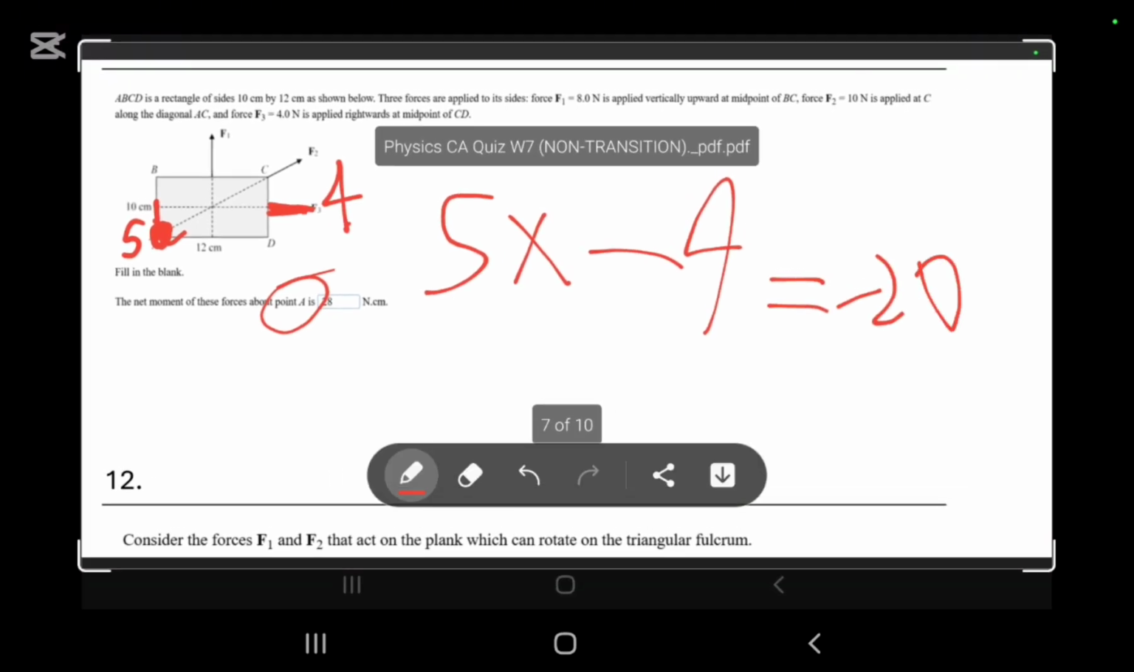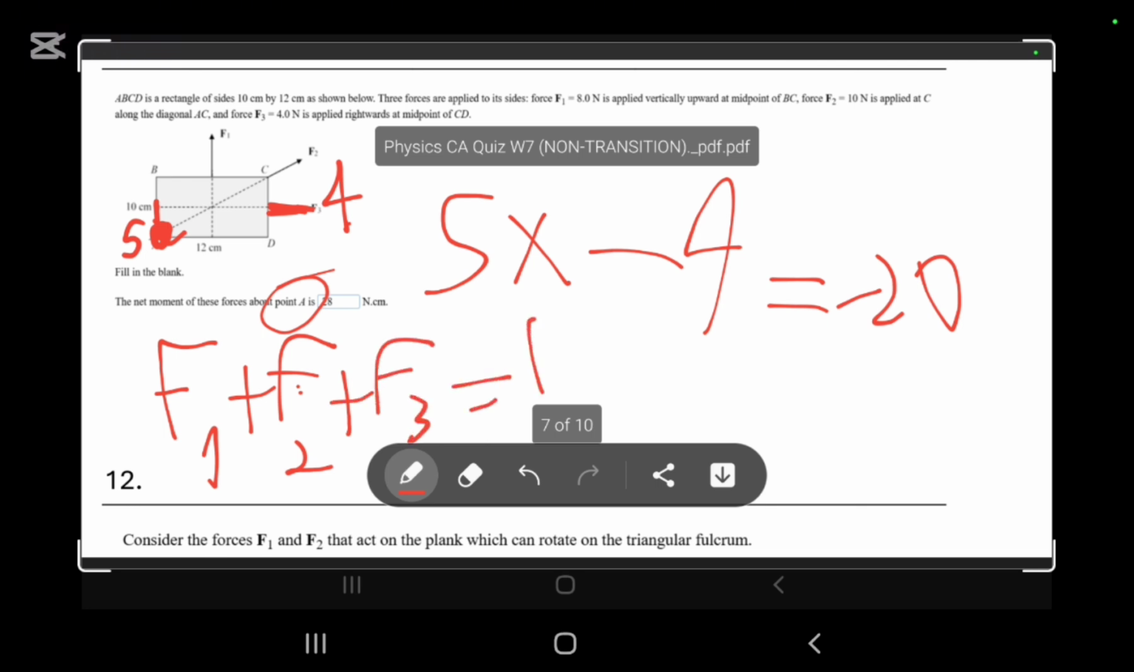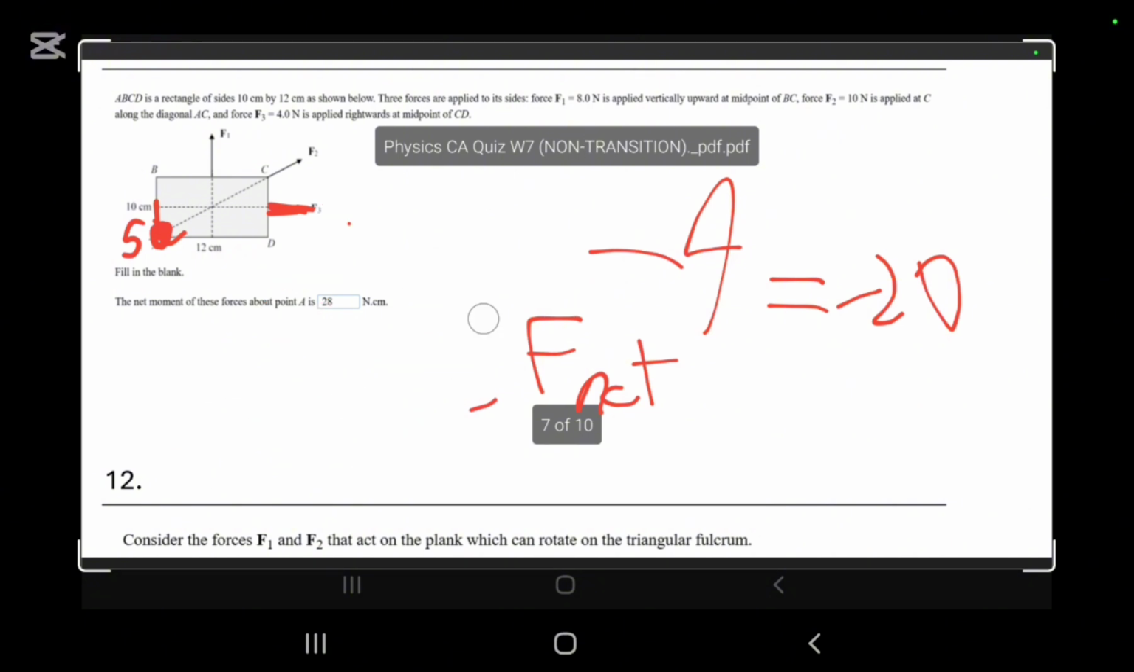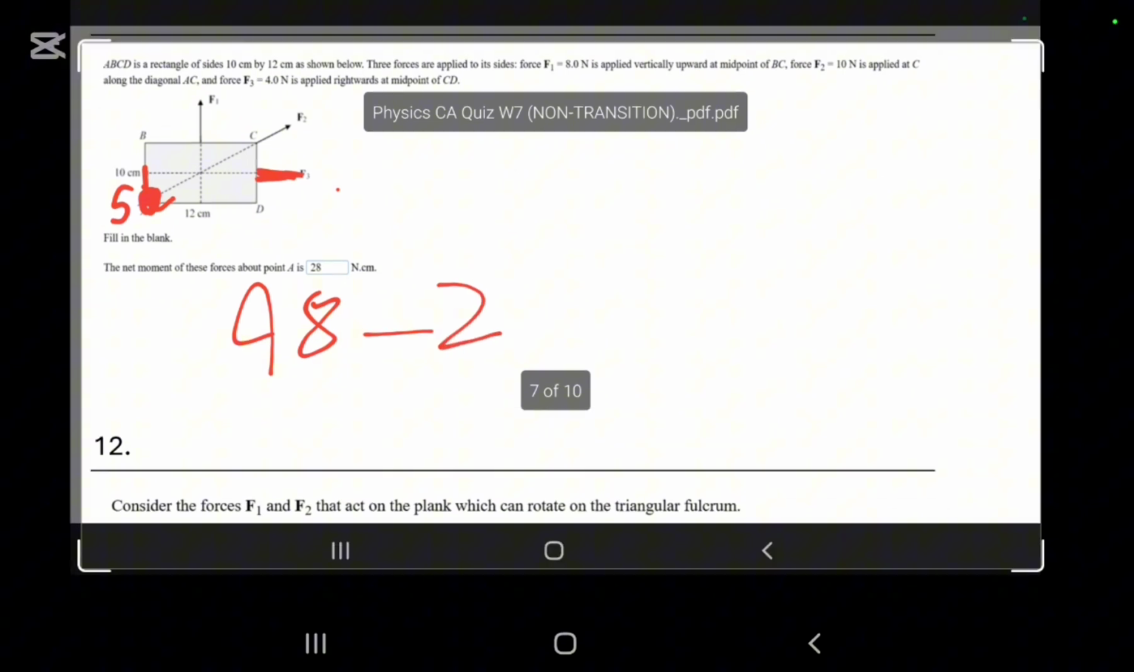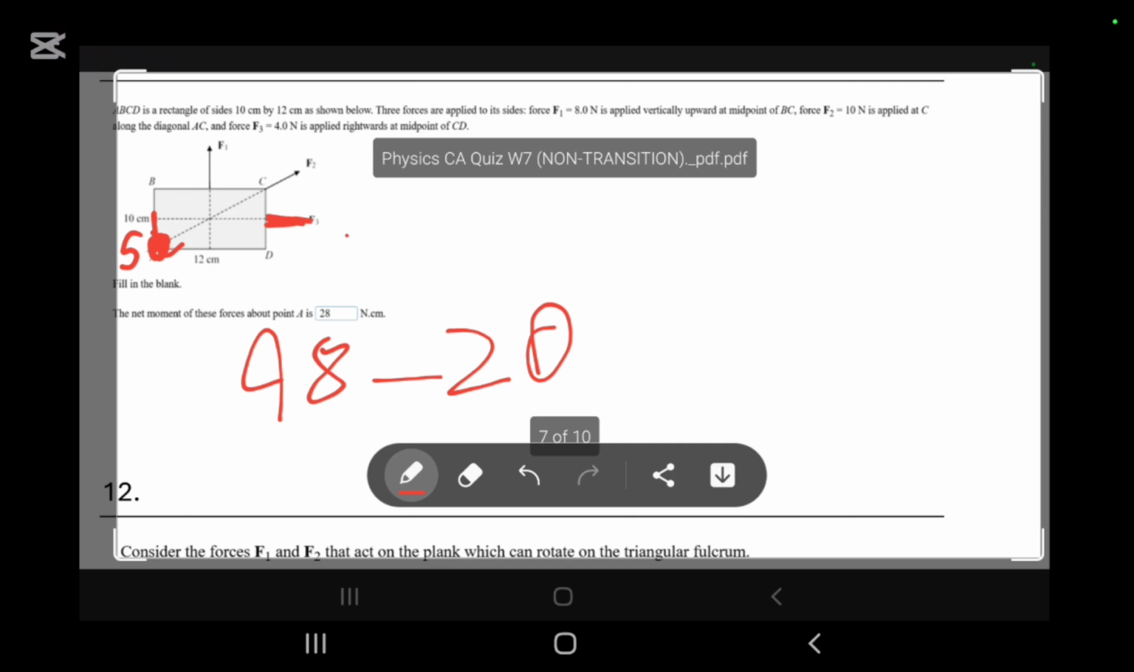Now here they want the net moment. As we said, F1 plus F2 plus F3 is equal to the net. I'm calling it the torque. So 48 minus 28 minus 20 plus 0, which will give us 28.